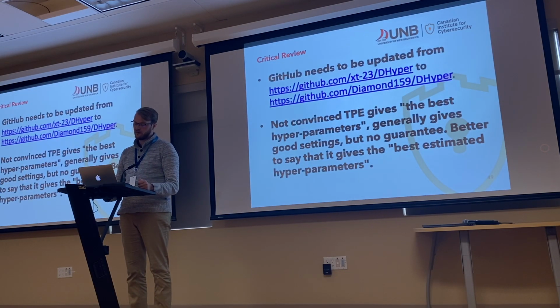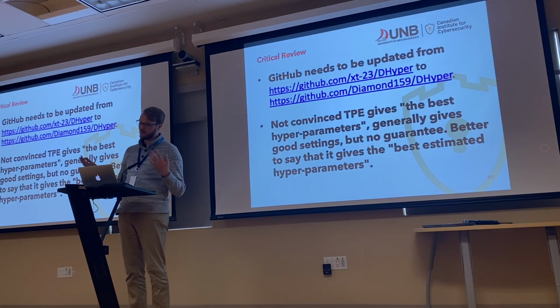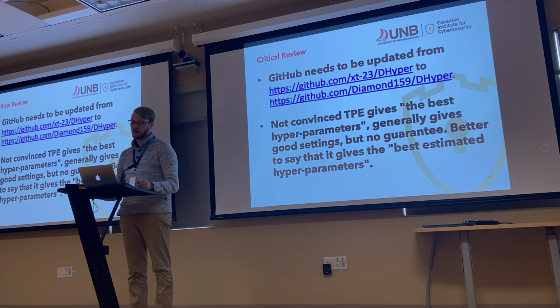Some other critical review things. It took me a while to dig through. The authors changed their GitHub from this XT23 to the Diamond 159. That was just on their GitHub, and I saw the user was in the other GitHub page, so they should change that. Something I would say is I'm not fully convinced that the tree-structured Parzen estimators give the best hyperparameters. Generally, if you use these kinds of Bayesian optimizations, they'll give you good hyperparameter settings, but there's no guarantee that they will in fact give you the best. So if people just want to say best estimated hyperparameters, it's a little bit of a nit, but it's important.